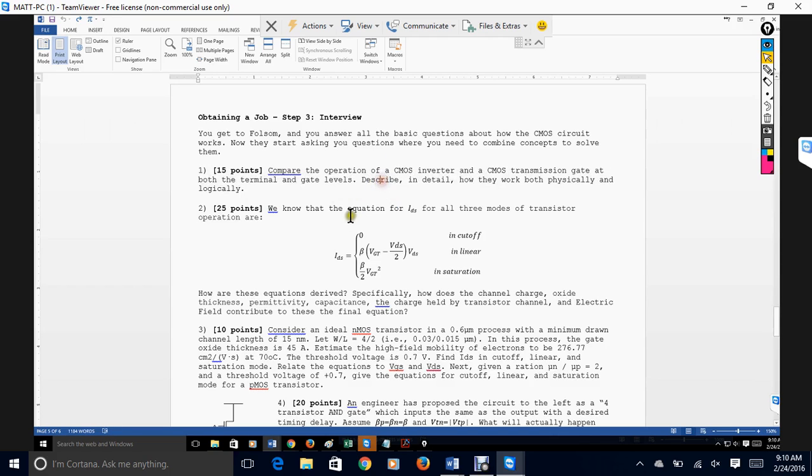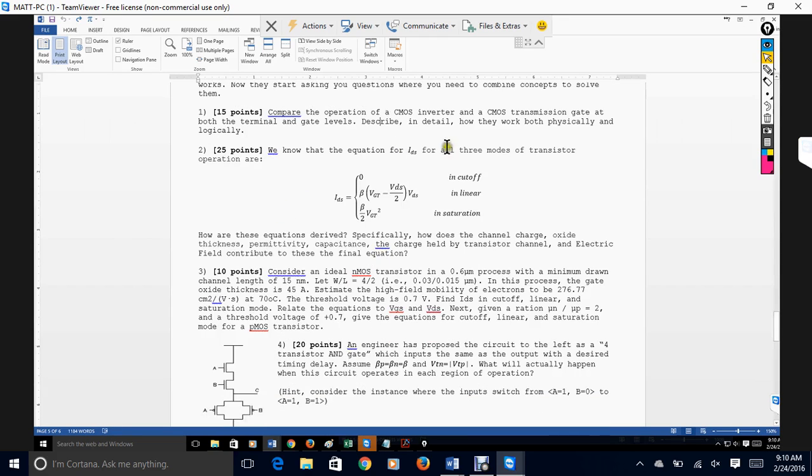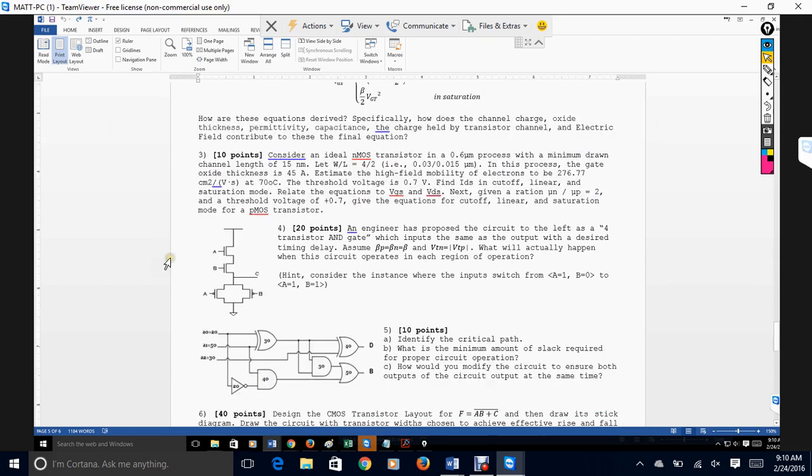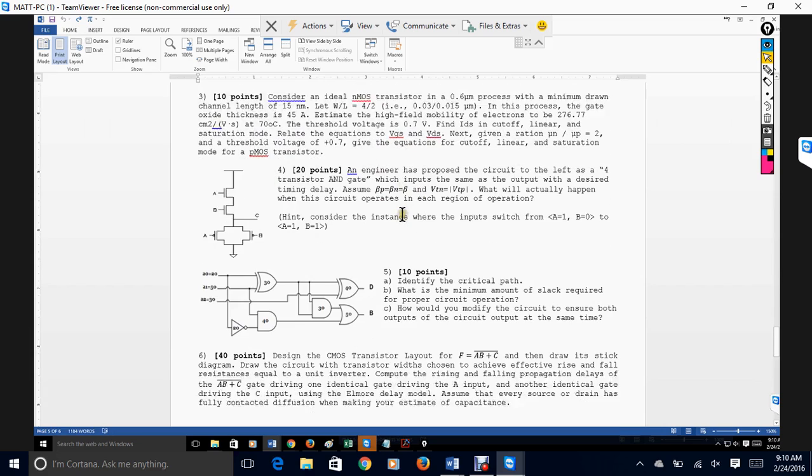Number 2, we know that this is the equation for the drain source current. How are these equations derived specifically? How do the channel charge, oxide thickness, permittivity, capacitance, the charge held by the transistor channel, and electric field contribute to the final equation? Then, for 10 points, you have a problem where you have an ideal NMOS transistor processed with a drawn channel length. That should look familiar to you.